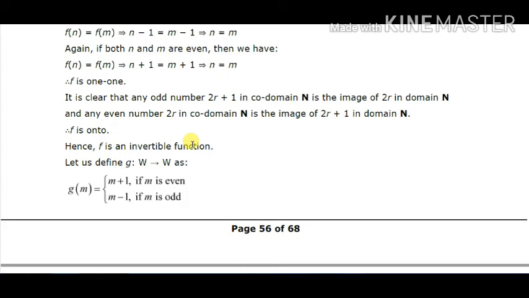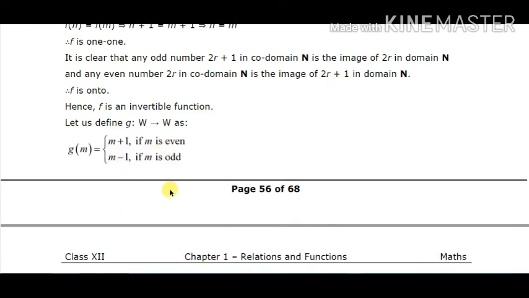Now how do we define the inverse? What we found out here is the same as our inverse. So if m is even, meaning we took this even number, then it is the image of what, what is its pre-image? That plus 1. So if m is even, then the pre-image will be m plus 1. Now if it is an odd number, then the pre-image will be 1 less than that, so it is m minus 1.